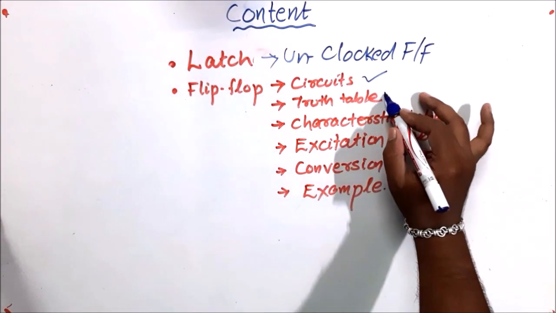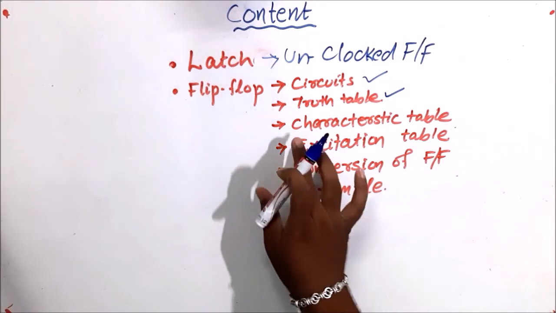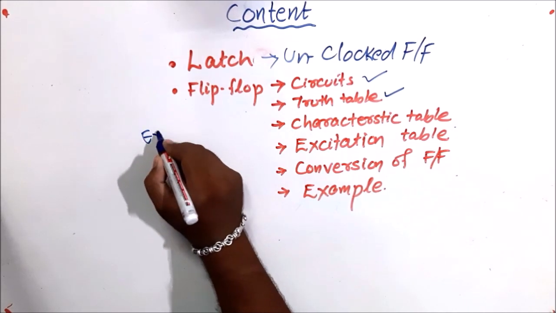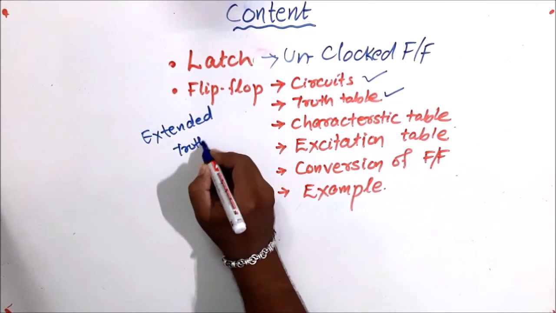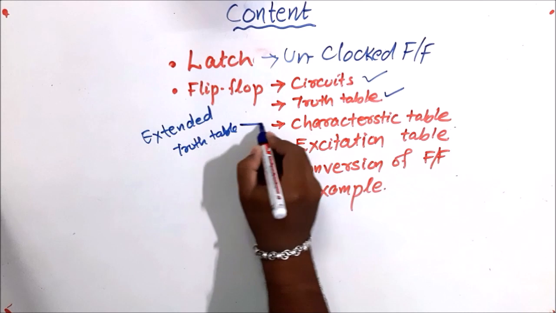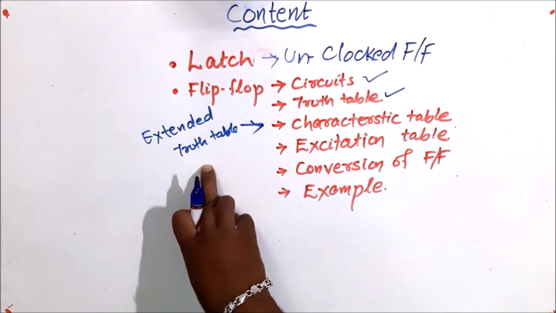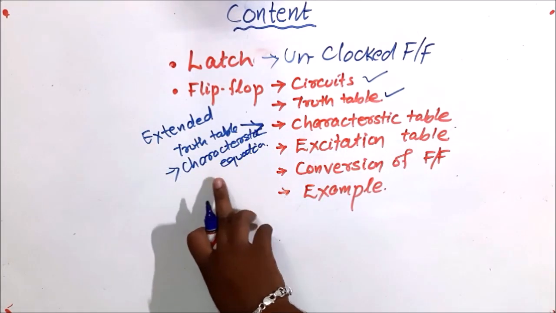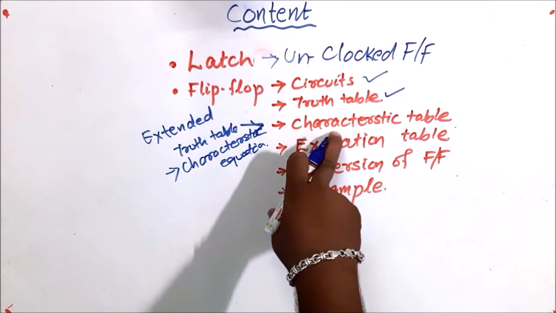Then we study the truth table. Truth tables are nothing but the output and input combinations. And the characteristic table is nothing but the extended version of the truth table. We can say an extended truth table. Using the characteristic table we can design the characteristic equation, which can be derived from the characteristic table by the use of K-map.